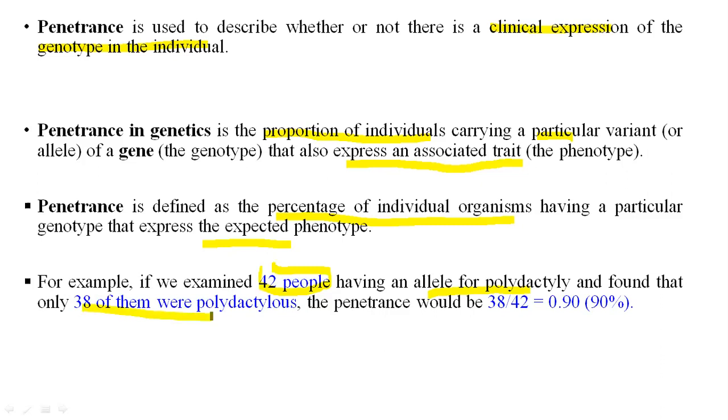while 4 did not show the polydactyly character, though the allele was present. So this is known as incomplete penetrance. So it will be around 90% penetrance. 38 divided by 42 into 100. So 90% penetrance will be there, or 0.9 penetrance from 1.